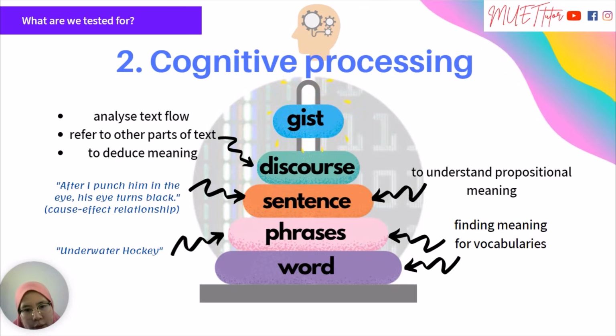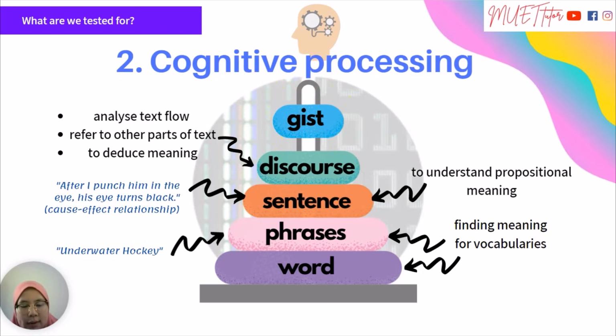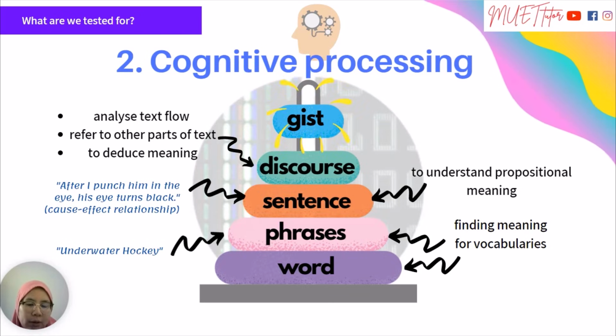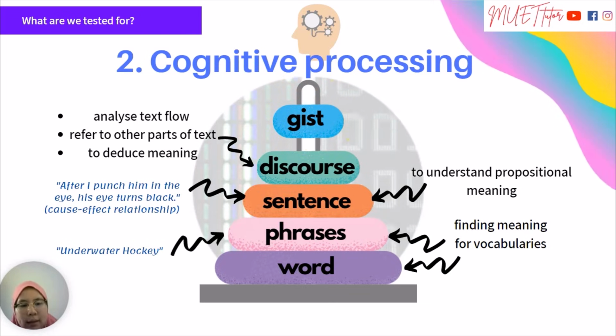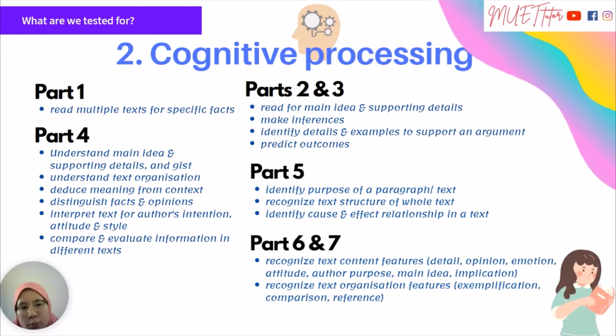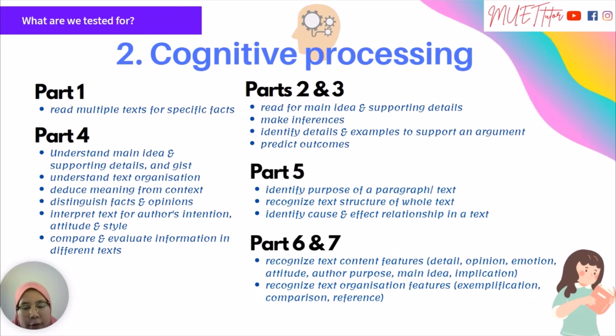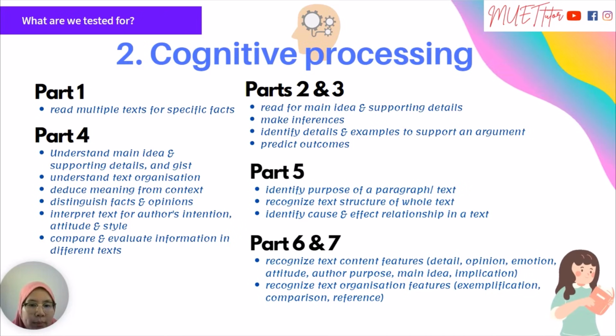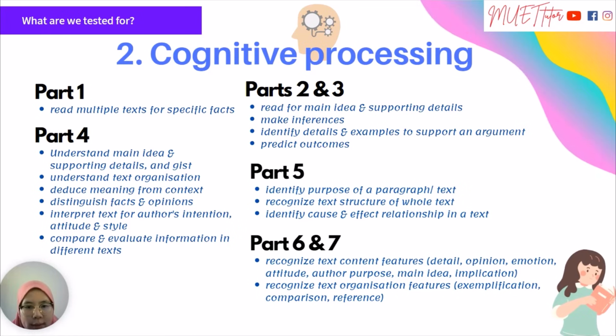Therefore, paying attention to details in words, phrases, sentences, and discourse can help you to find specific information, the main idea, or the examples. And ultimately, by doing this analysis, you could understand the writer's motives and overall meaning or gist. And when translated into this MUET reading test, different thinking skills will be tested in different parts of the test.